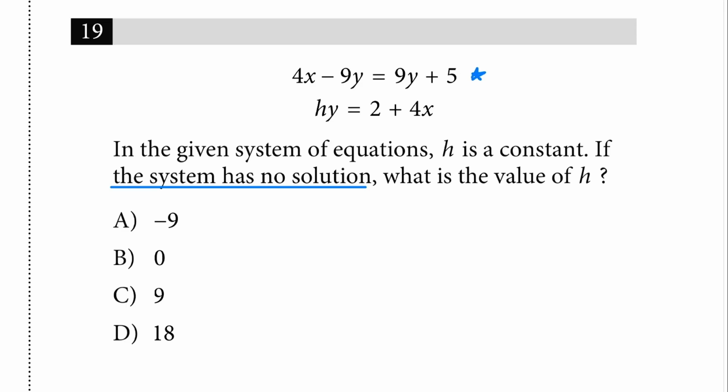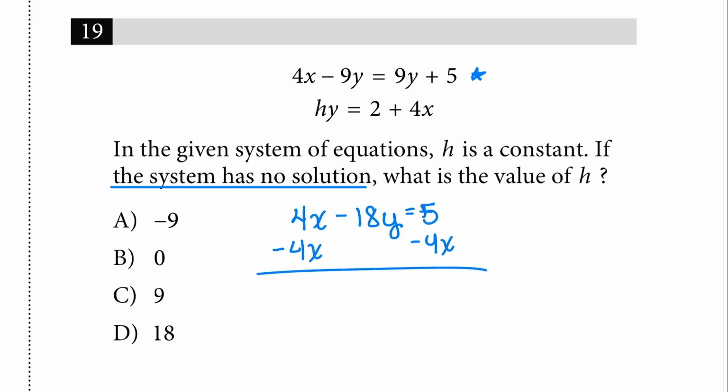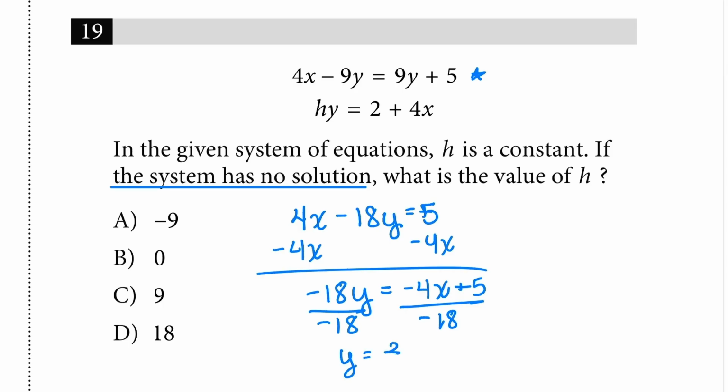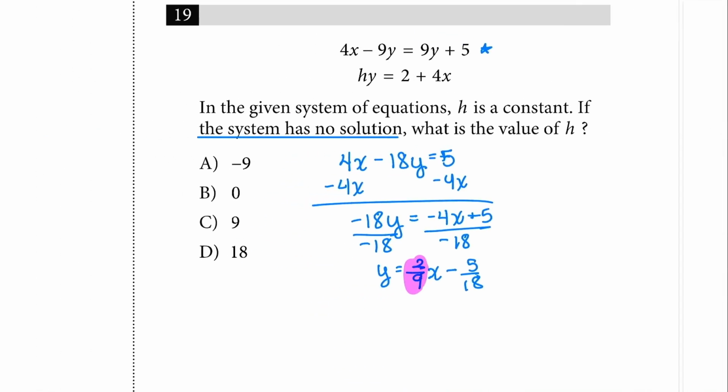Let's go ahead and combine our like terms. So we have 4x, we're going to subtract our 9y, so that's going to be -18y equals 5. Then we're going to move our 4x. So we're going to get negative 18y equals negative 4x plus 5. Divide everything by negative 18. So we're going to get y equals 2/9 x minus 5 over 18. So what we learned from this is that our slope is 2/9. Now what we have to do is figure out how to input that up here.